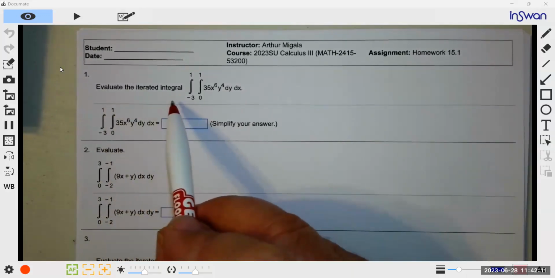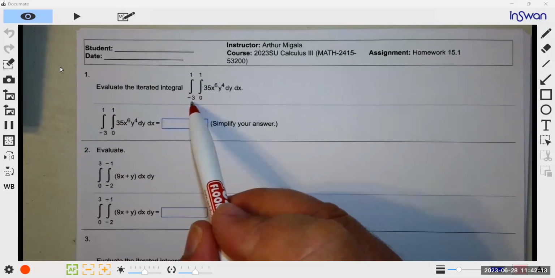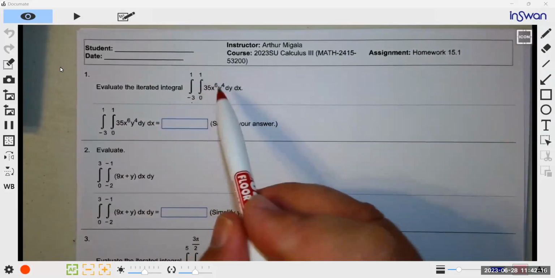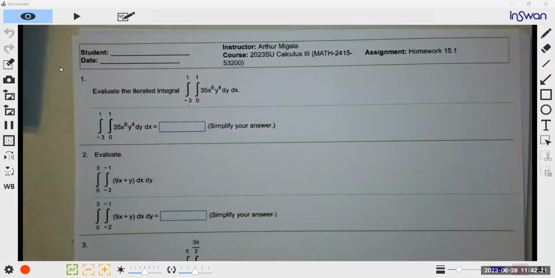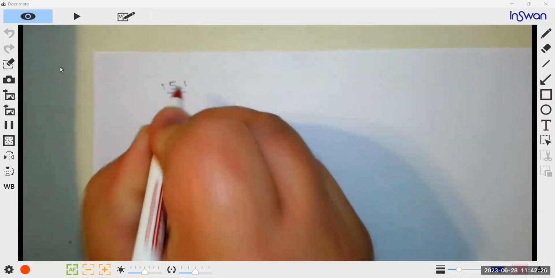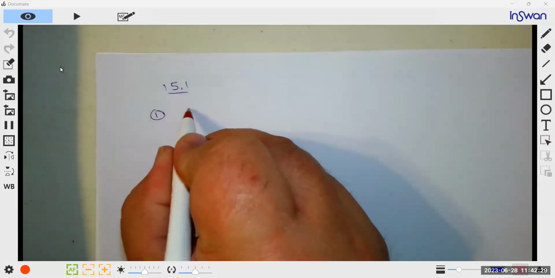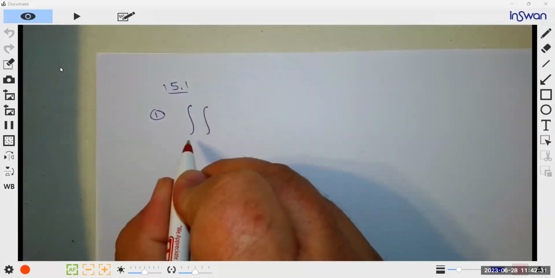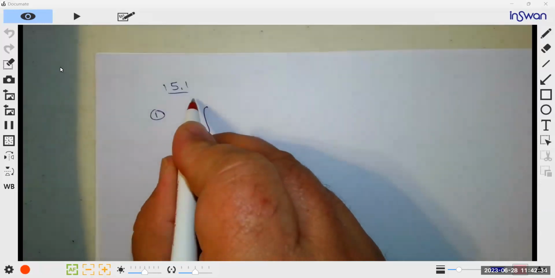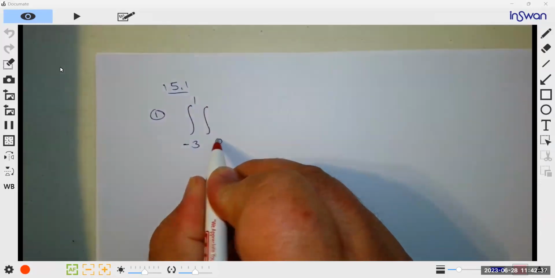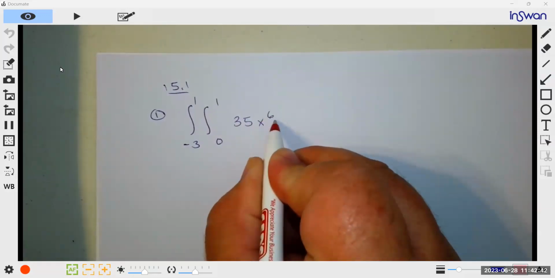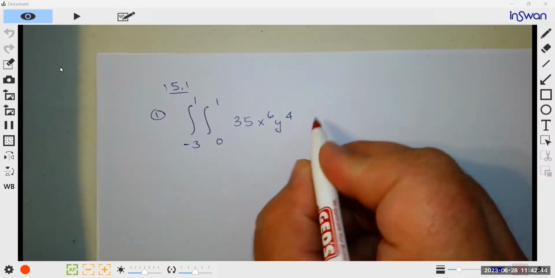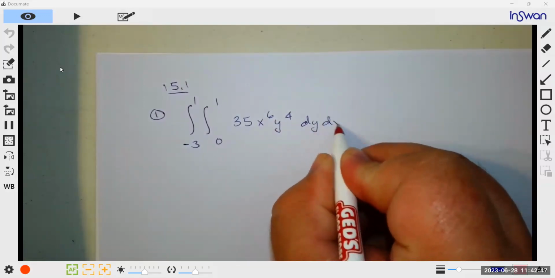Evaluate the iterated integral from -3 to 1, from 0 to 1 of 35 x to the 6 y to the 4th dy dx. So this is 15.1, question 1. Iterated, -3 to 1, 0 to 1, 35 x to the 6th y to the 4th dy dx.